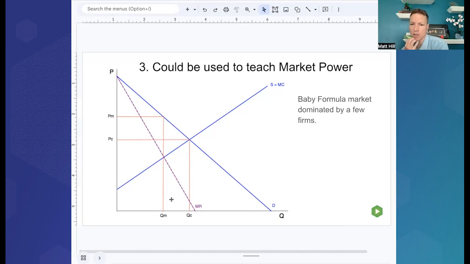Let me check the chat here. Sandra says, students take a picture of them using economics to justify their choice. Oh, that's interesting. Okay.